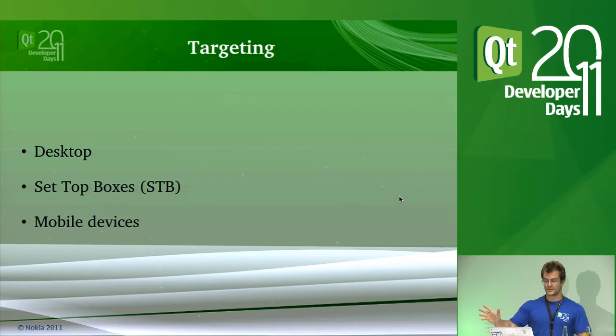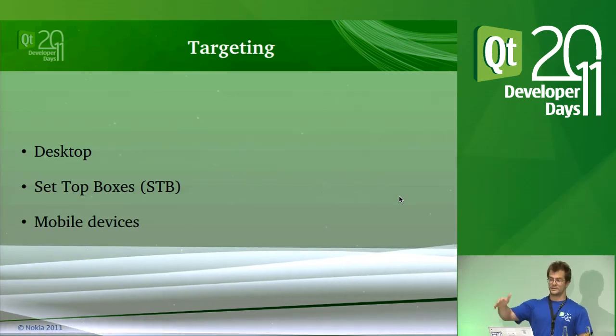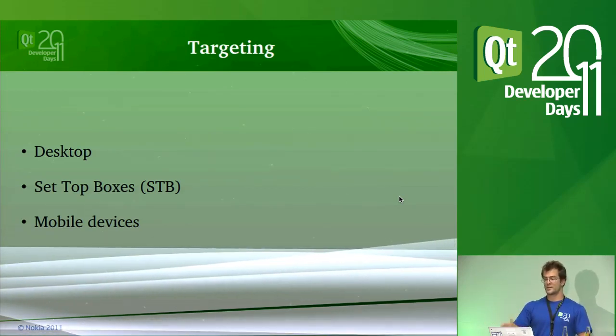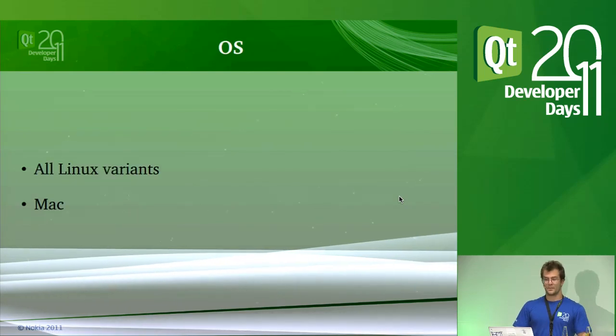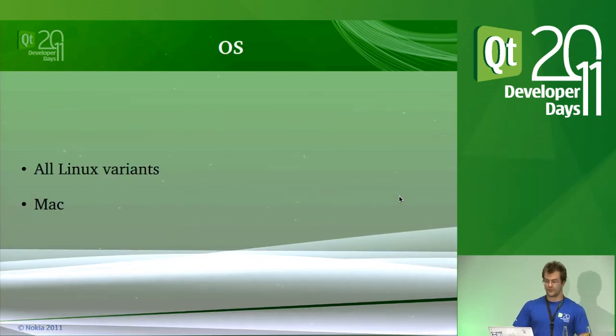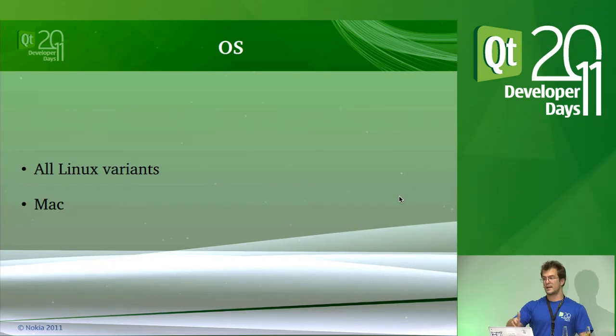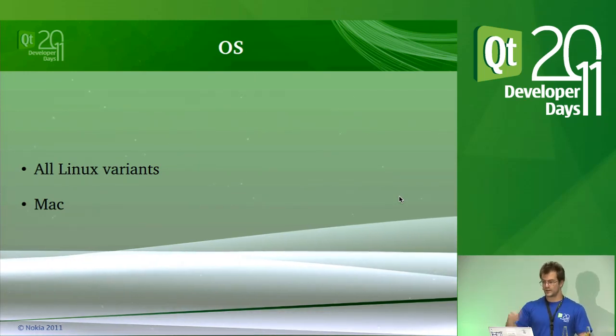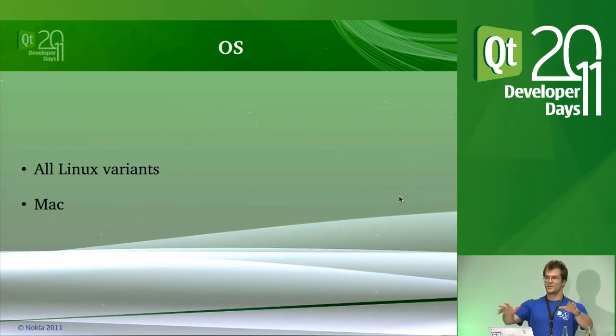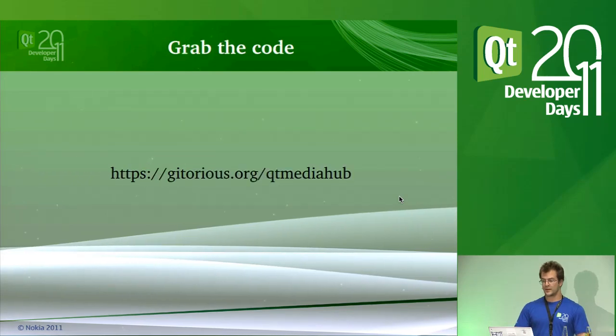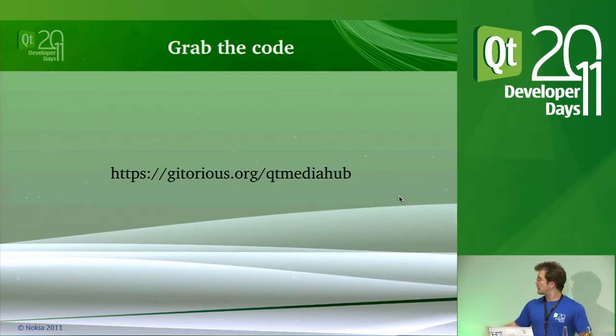So this code actually exists. It's currently targeting desktop machines, set-top boxes, and mobile devices. And we test it relatively often. We test it the whole time on different Linux variants. We're all working on Linux. I'm the only guy testing it on Mac. But anyone with these machines should be able to check it out and build it. So the code is available at this site over here.